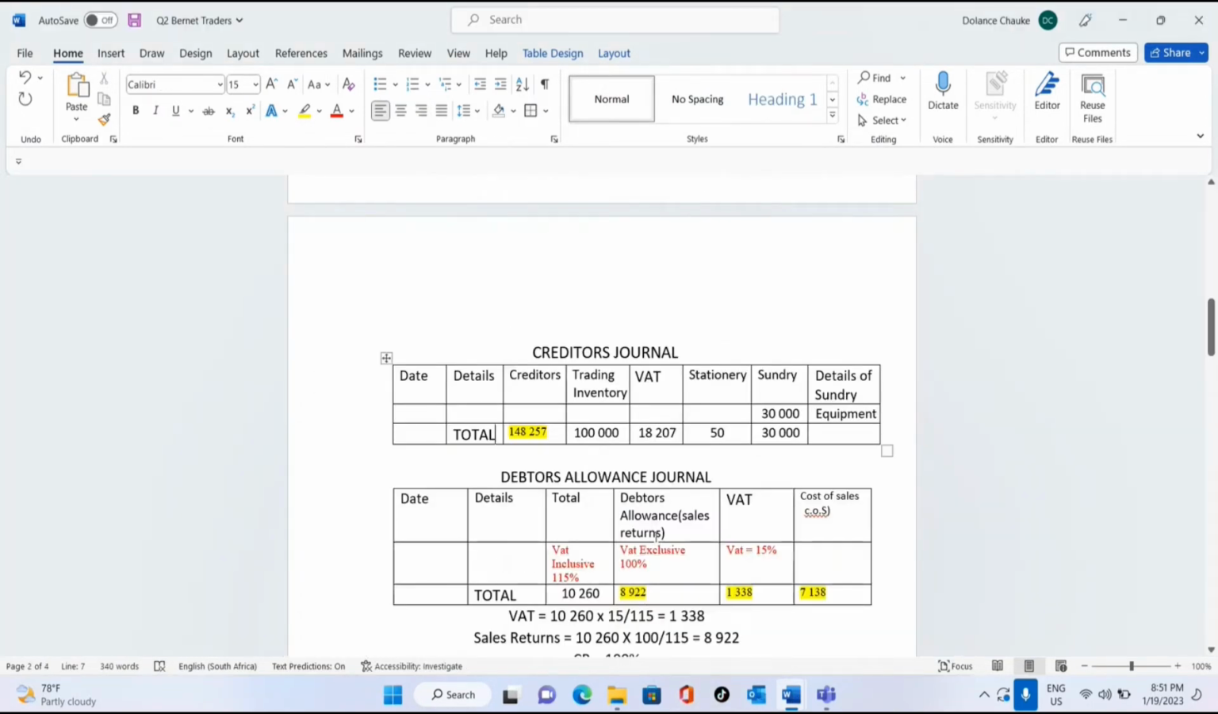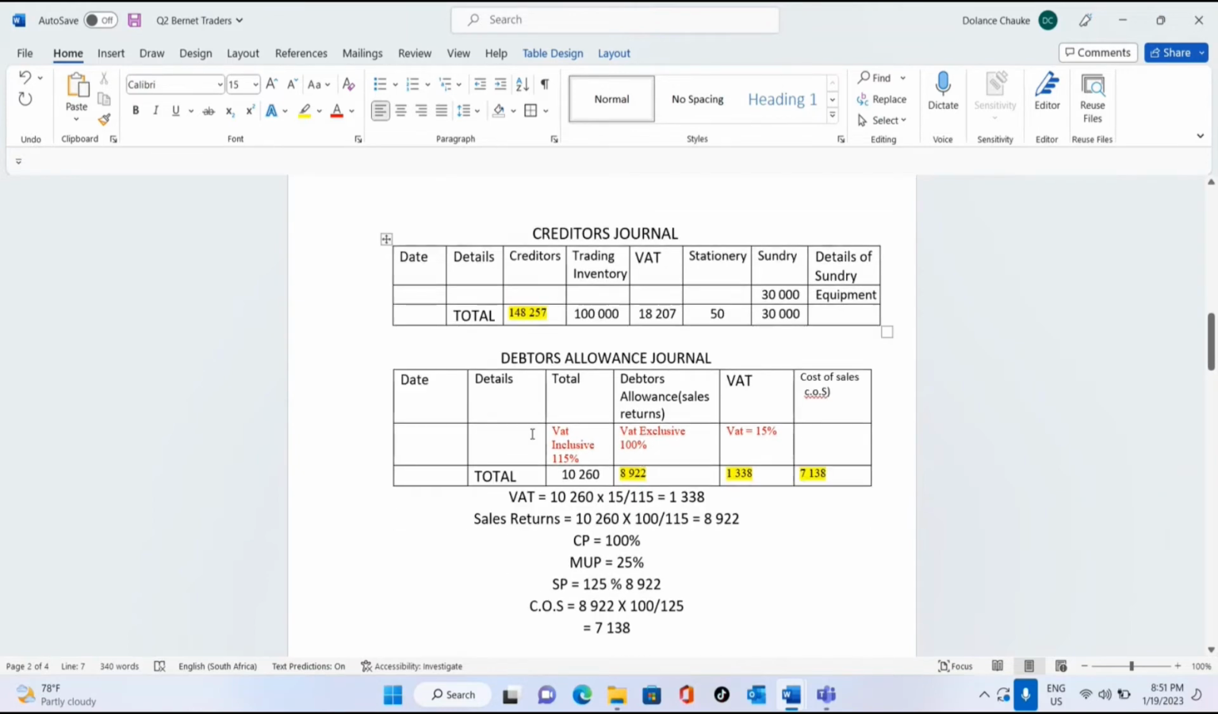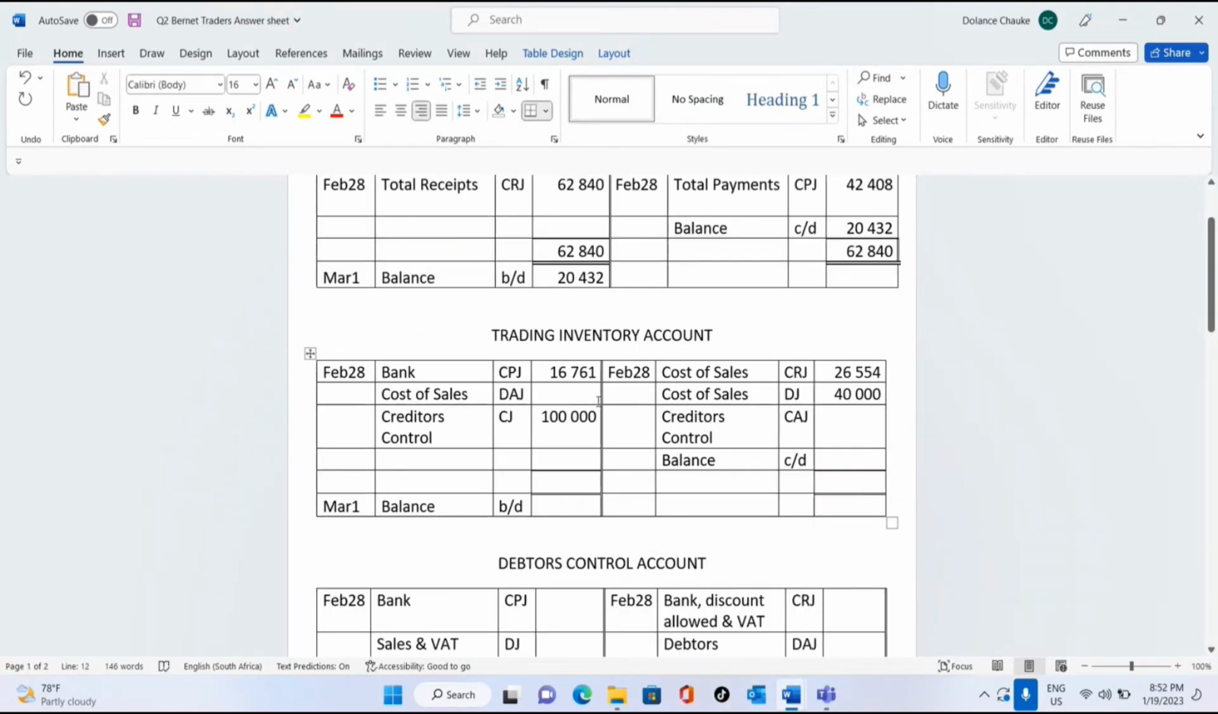Let me check our calculations again. And then we have the debtors allowances journal. This is DAJ. And then we're going to look at our cost of sales, right? Of 7138. So that 7138 will come here, where they say cost of sales DAJ. 7138. I hope it's correct. And then can we proceed? Let's proceed.